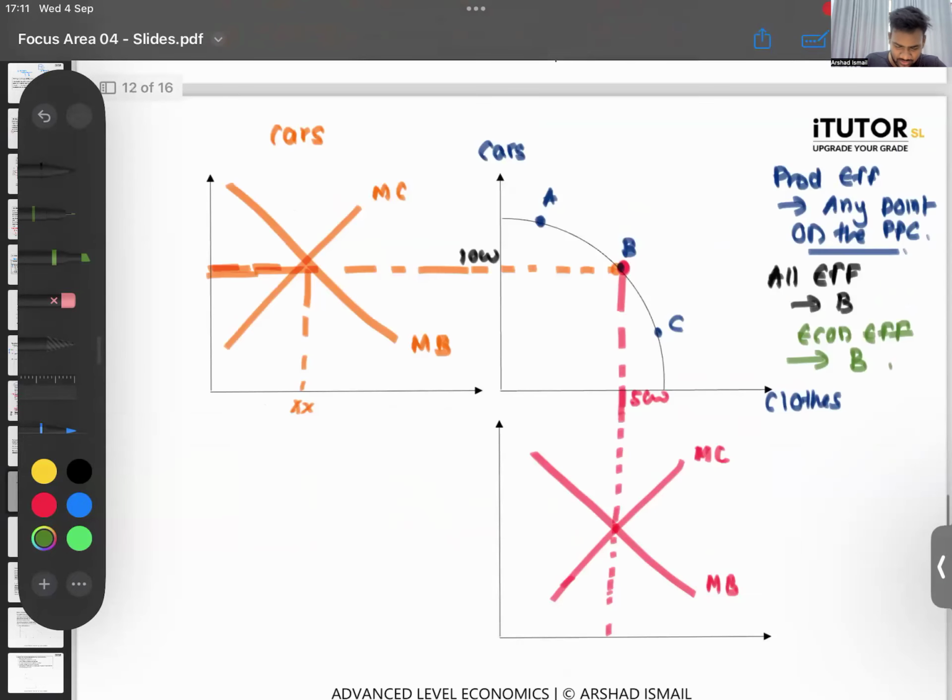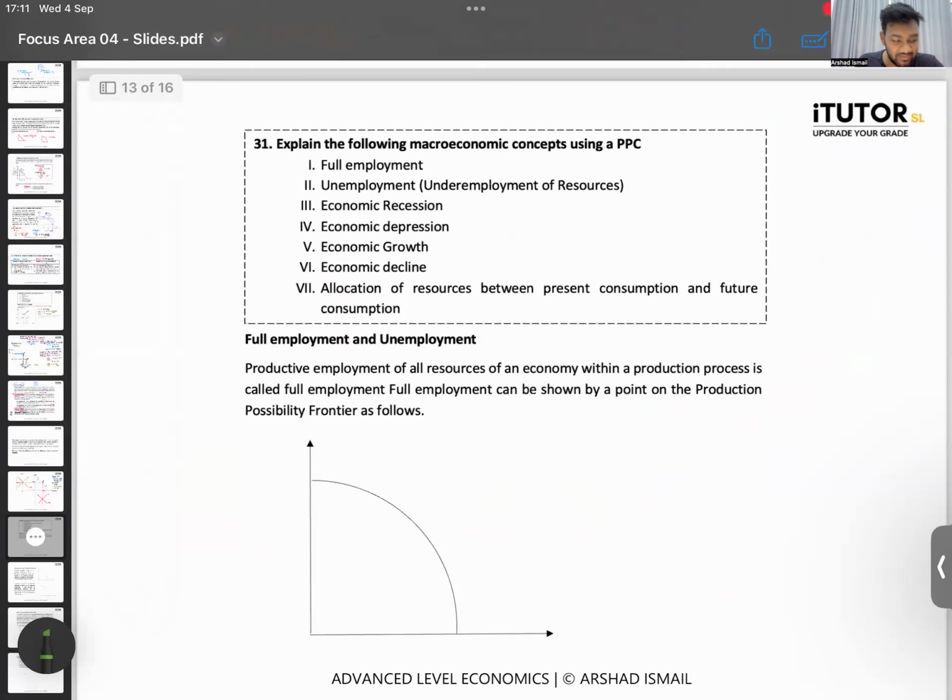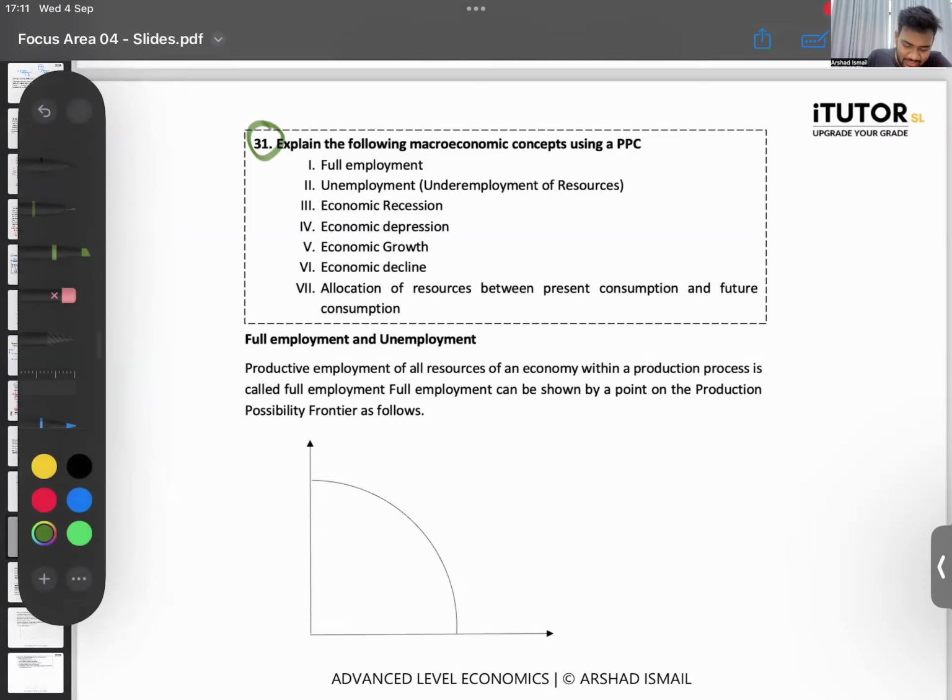A little bit more. So 15 minutes more, and then I'll give you all a break, and then we can go into the paper. Coming into explaining macroeconomic concepts on a PPC. So what kind of macroeconomic concepts can we explain on a PPC?